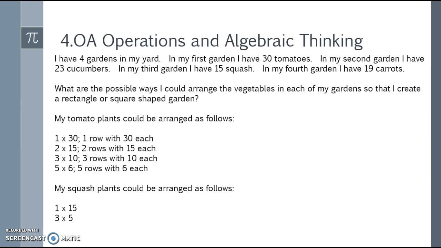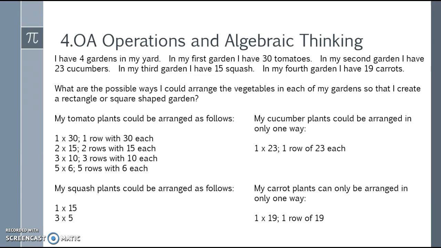For my squash, I could have 1 times 15 or 3 times 5. So 1 row of 15, 3 rows of 5. My cucumbers, though, I could only create 1 row of 23 or 23 rows of 1, which would produce the exact same pattern. Similarly, my carrots, I can only do 1 row of 19 or 19 rows of 1.